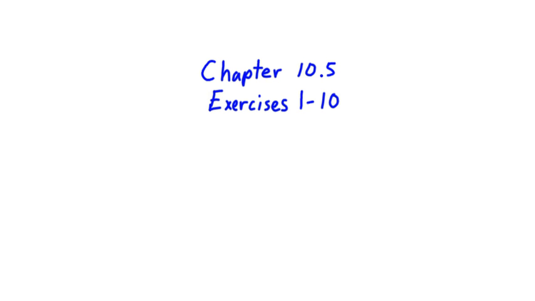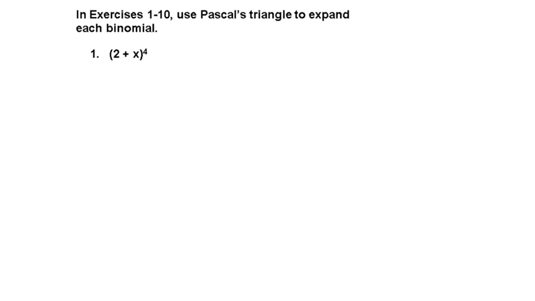This is Chapter 10.5, Exercises 1 through 10. Section 10.5 has to do with binomial expansion. Specifically, in Exercises 1 through 10, use Pascal's triangle to expand each binomial. I'm going to work out the odd number problems 1, 3, 5, 7, and 9 in this set.